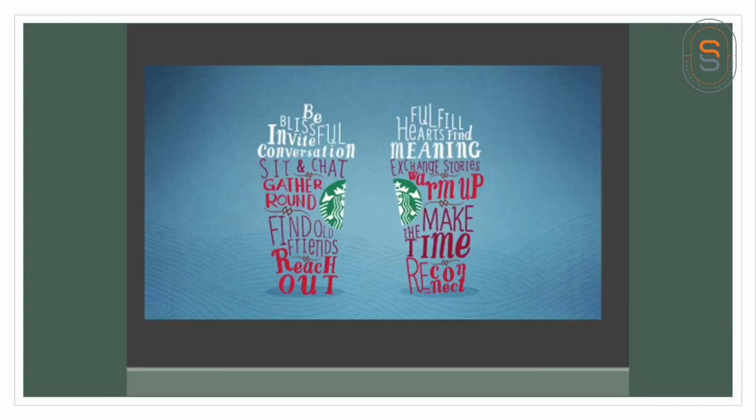Right. There are no headlines in this one. There's only the picture of Starbucks that you can make out. And then the words are formed in the form of a coffee cup, all right, with the foam on top. And all of those words: be blissful, invite conversation, sit and chat, gather round, find old friends, reach out. The other cup: fulfill hearts, find meaning, exchange stories, warm up, make the time, reconnect.